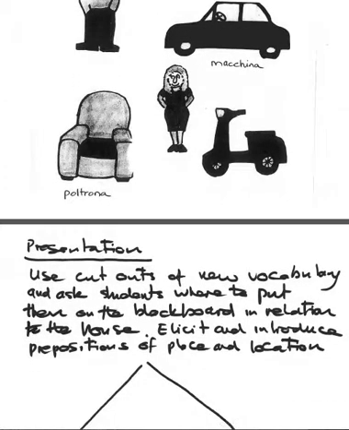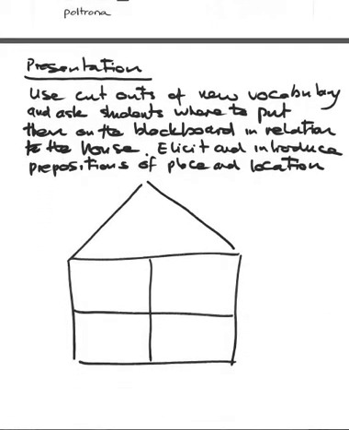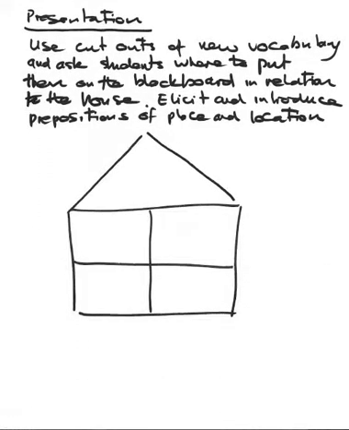Okay, then what I'm going to do is go on and present the main part of the lesson, and that is the use of prepositions of place and location. So I'm going to use those particular vocabulary terms I've introduced already in that pair work activity. I have cutouts, and so I'm going to ask students where to put the cutout. So I have a cutout of an armchair, una poltrona, and I'm going to ask, well, where shall I put it?